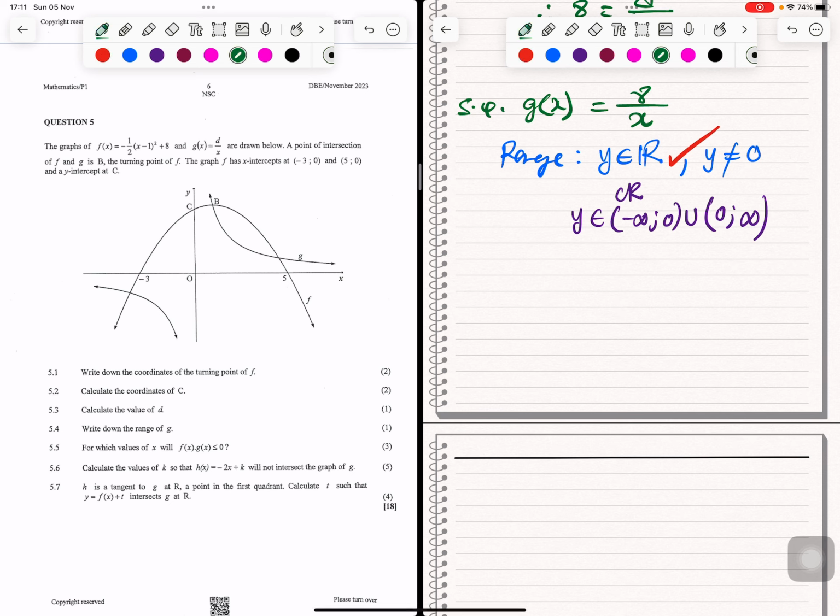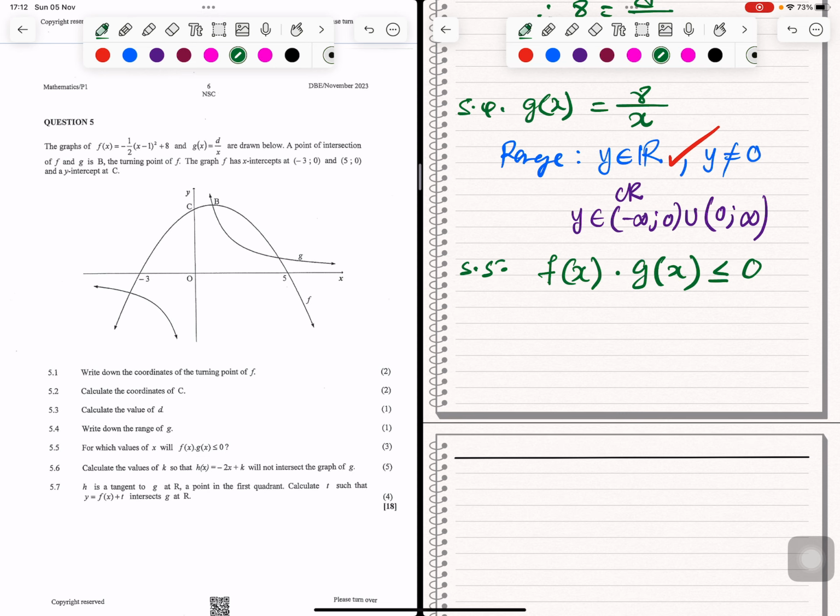So now 5.5. They say, for which values of x will the multiplication of the two graphs be negative? Now I want you guys to be very careful. They want the values of x for which the multiplication of f and g would give you something negative, even 0 itself.